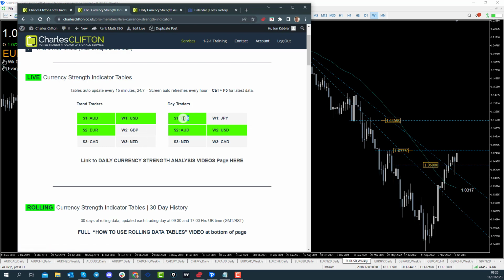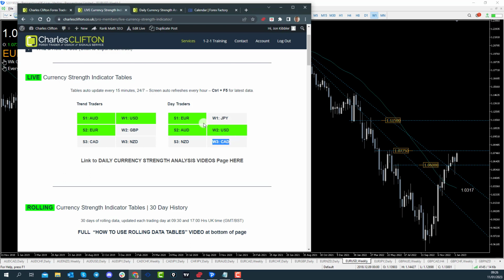On the day traders table, we have euro topping the table at S1, followed by the Australian dollar at S2, followed by the New Zealand dollar at S3. On the weak side of this table, the yen is W1, followed by the US dollar as W2, followed by the Canadian dollar as W3.